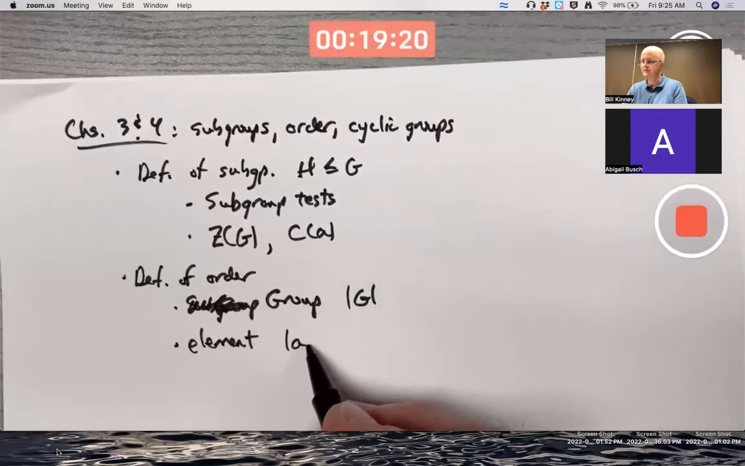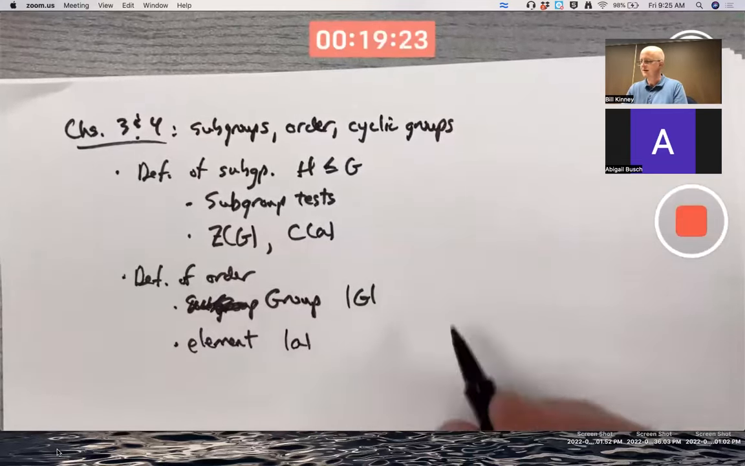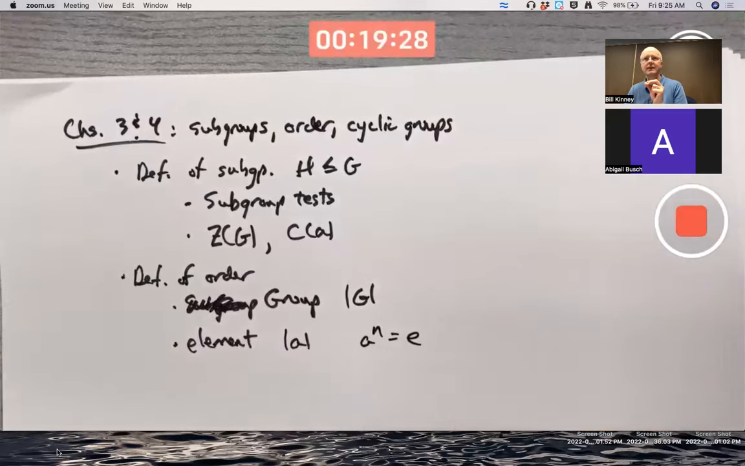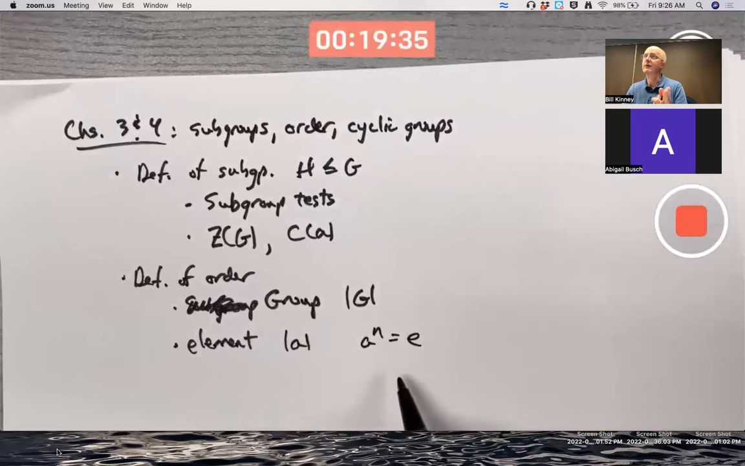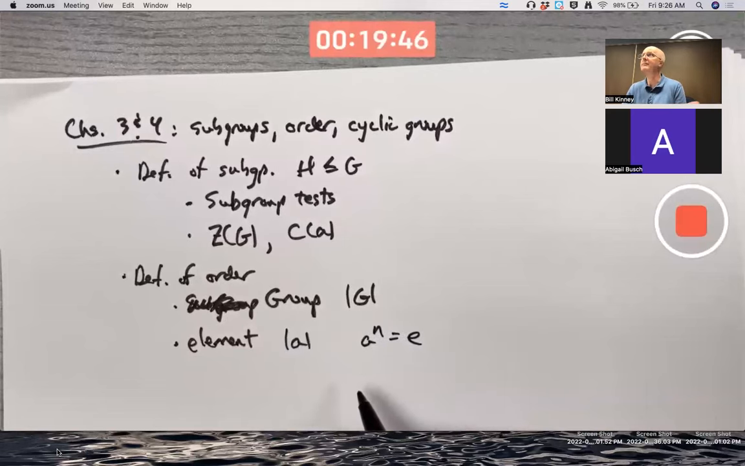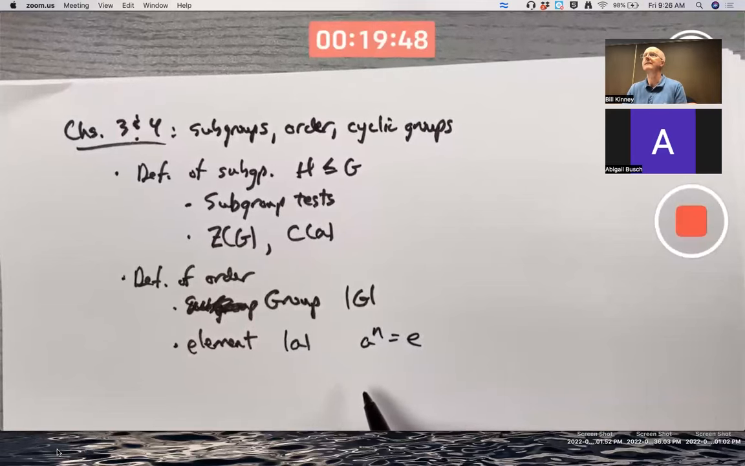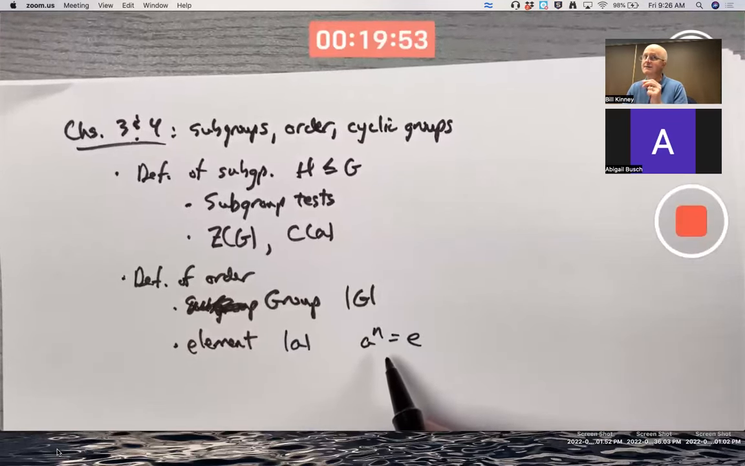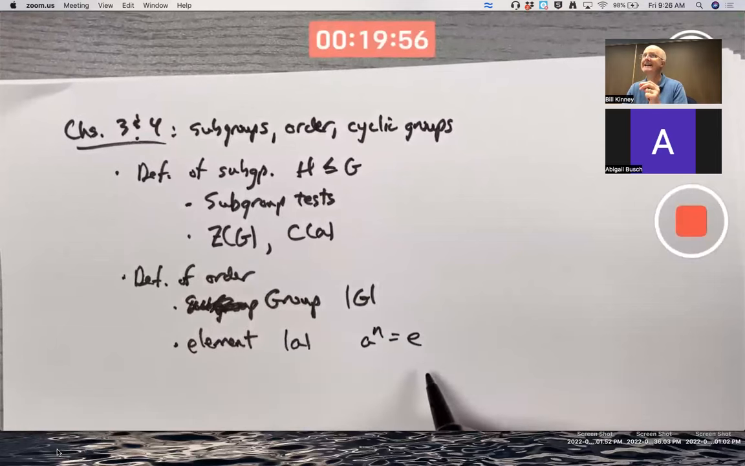The order of an element, this is always a little tricky. It's not the power that gives you the identity. That's not the definition. It's the smallest positive power that gives you the identity, if such a smallest positive power exists. You've got to make sure to put the word smallest in. Such a power may not exist. You may have an element with infinite order. But if there's a smallest positive power, positive meaning also non-zero, that gets you back to the identity, that's the order of the element.